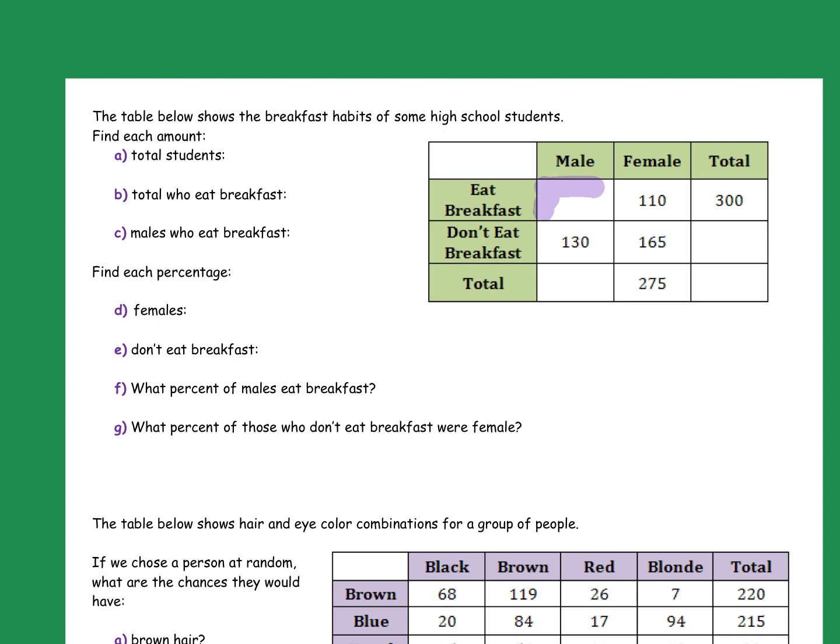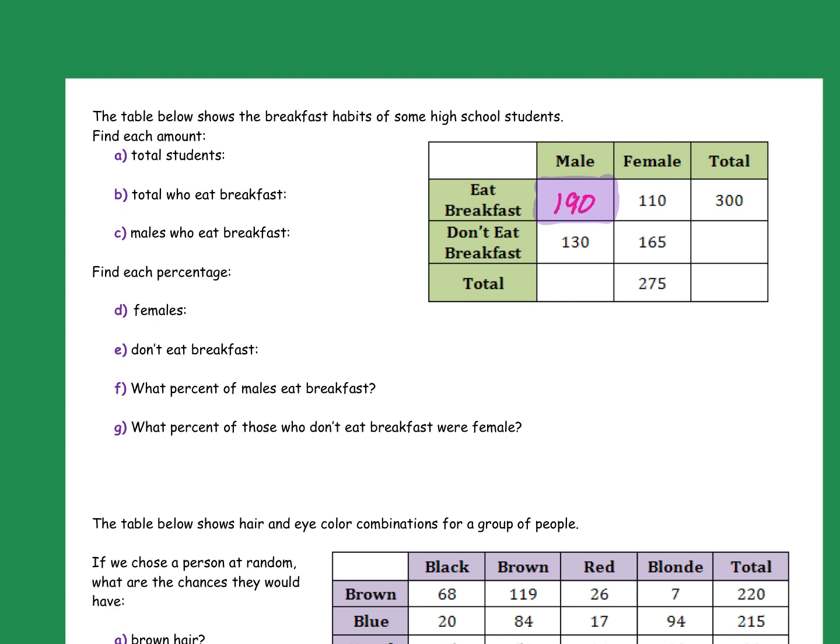How would I find out what goes here? You add 300 plus 110. Never mind. Look at the table. What's my total? 300. So how do I find what goes in the highlighted box, if 300 is my total? You're going to subtract what? 300 minus 110. Great. And what does that give me? 190. Very good. Does everyone understand what we did?